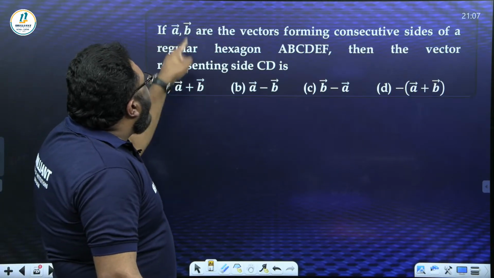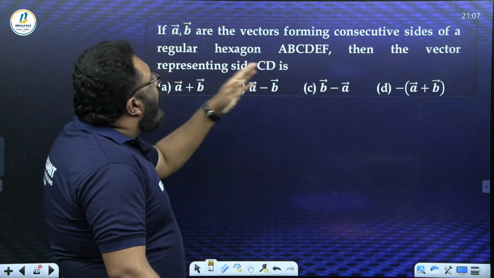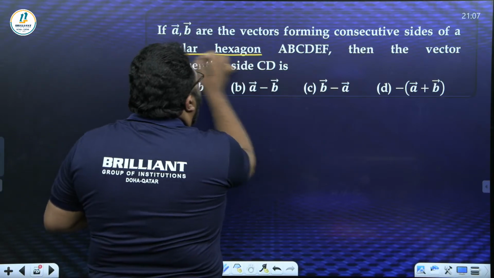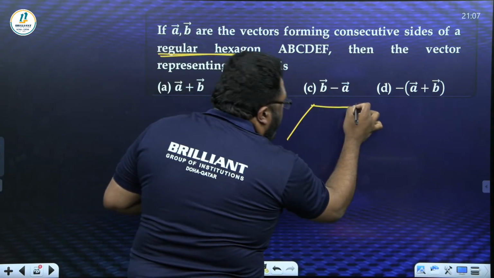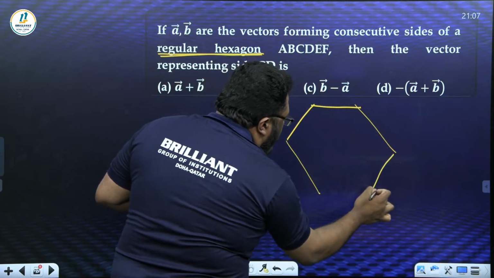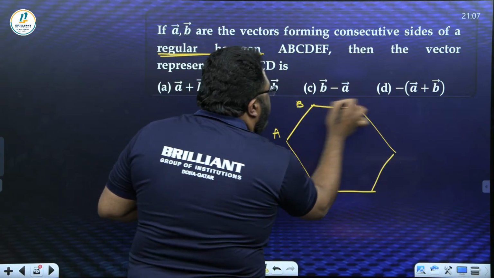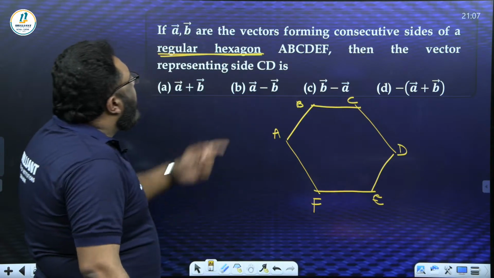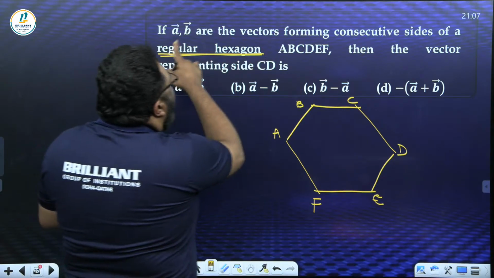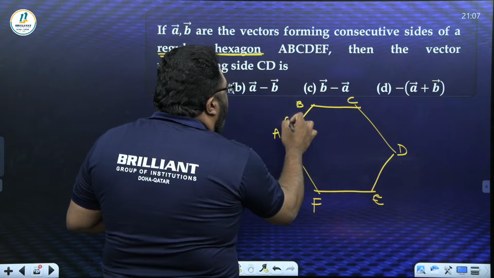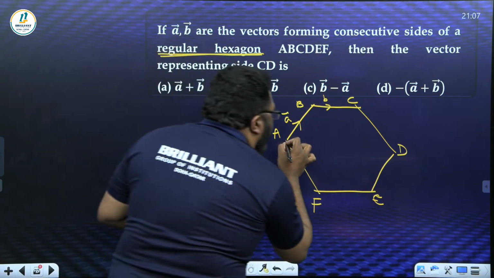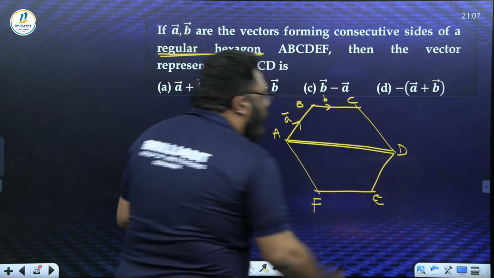Next one. A and B are the vectors forming the consecutive sides of a regular hexagon. A very famous question, my dears. Regular hexagon A, B, C, D, E and F. Now they say that A and B are two sides. So let's say AB is A, BC is B. Now they want CD. My dears, this is the trick here.